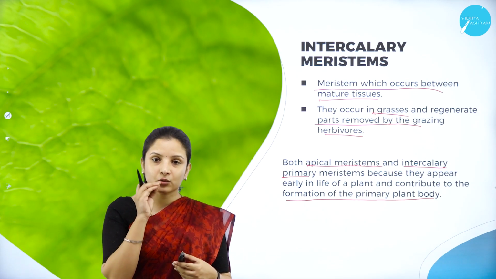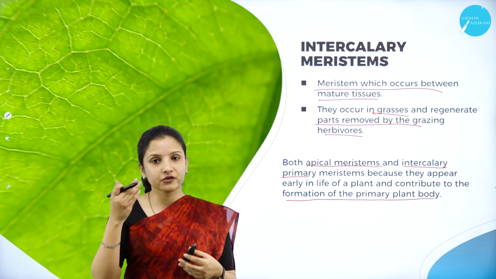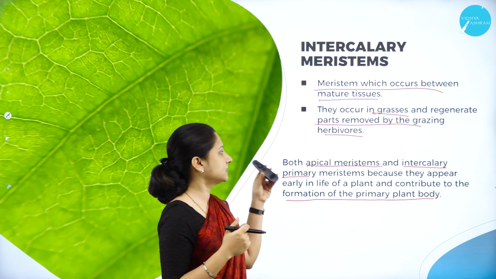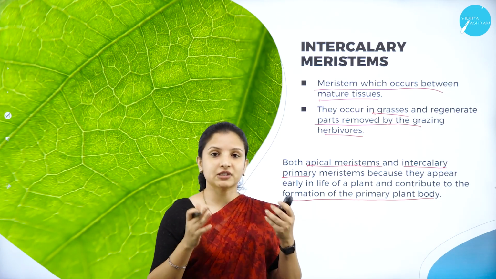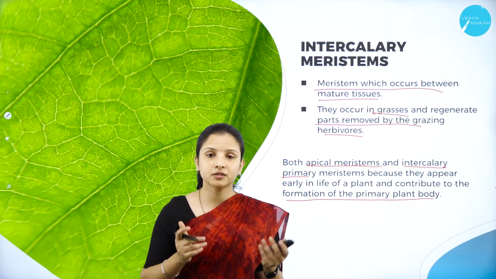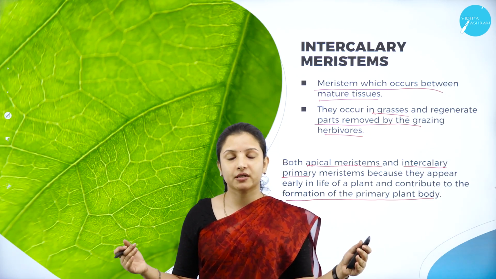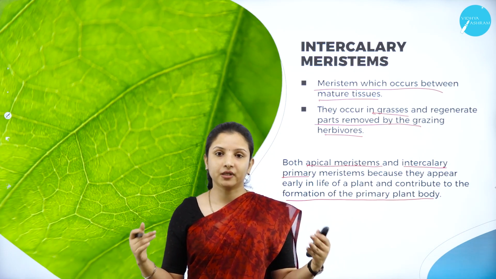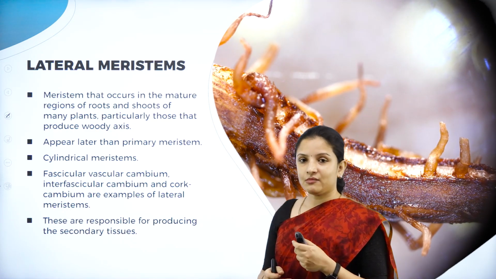So, it is the one which takes the initial or the first step for the formation of the shoot and the root. Therefore, it is called the primary meristem. So these primary meristems are very, very important. Why? Because once the primary meristems are formed, then only the secondary meristems can occur from the primary meristem. We shall move into studying the secondary meristems.